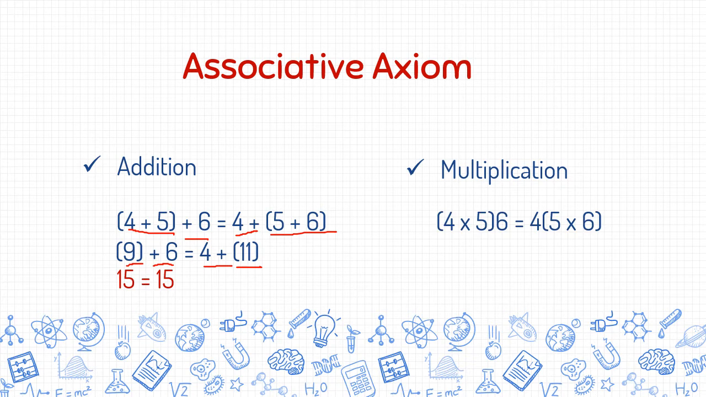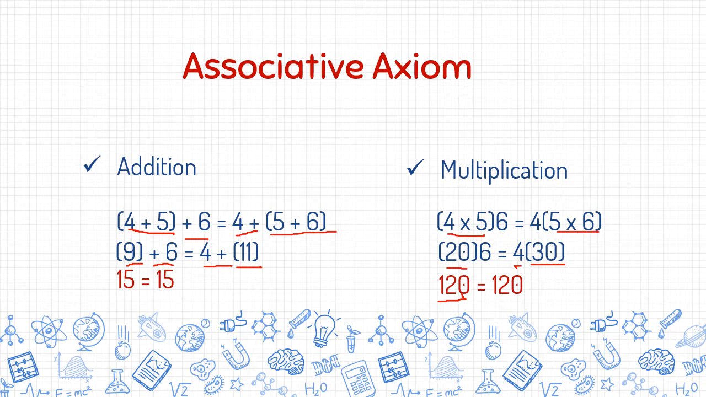Let's try in multiplication. So we have the product of 4 and 5 multiplied by 6 is equal to 4 multiplied by the product of 5 and 6. Let's check. 4 times 5 is 20, and 5 times 6 is 30. Next, 20 multiplied by 6 is equal to 120. Yes. And 4 multiplied by 30 is also equal to 120. So 120 is equal to 120. So therefore, it is also an associative axiom.